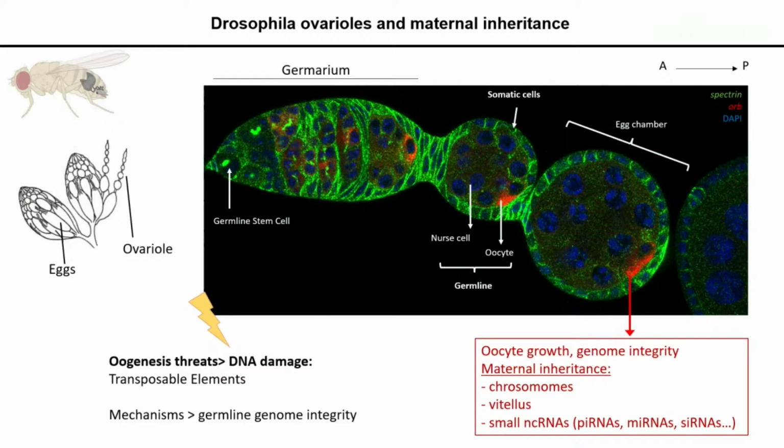Very interestingly, the growth and the genome integrity of the oocytes is going to depend on the maternal inheritance of very important factors such as the chromosomal information, the vitellus, and also a fascinating population of small non-coding RNAs such as piRNAs.